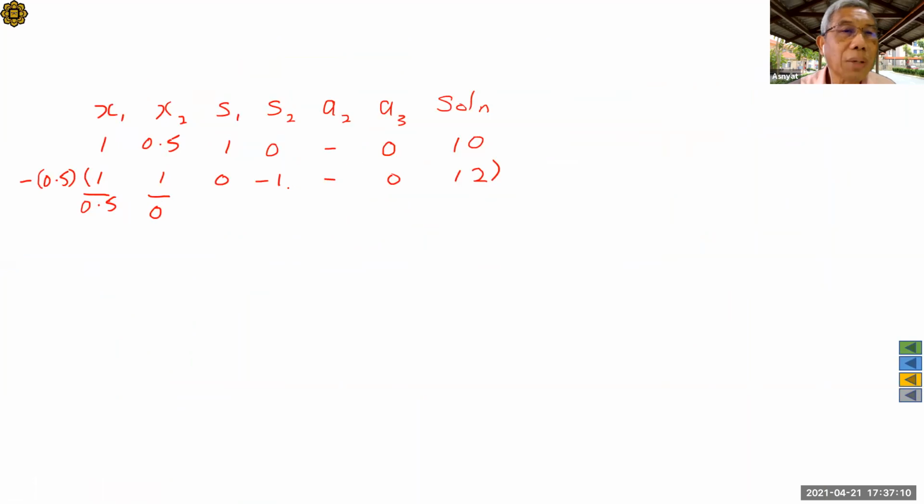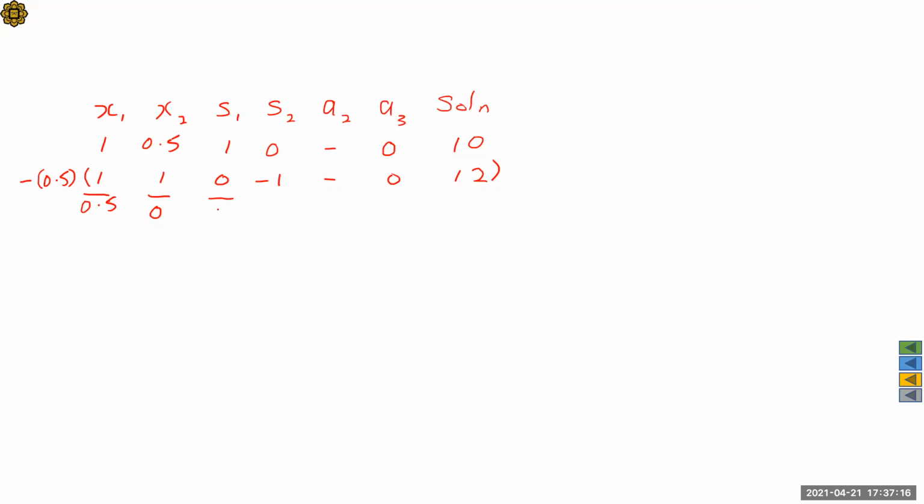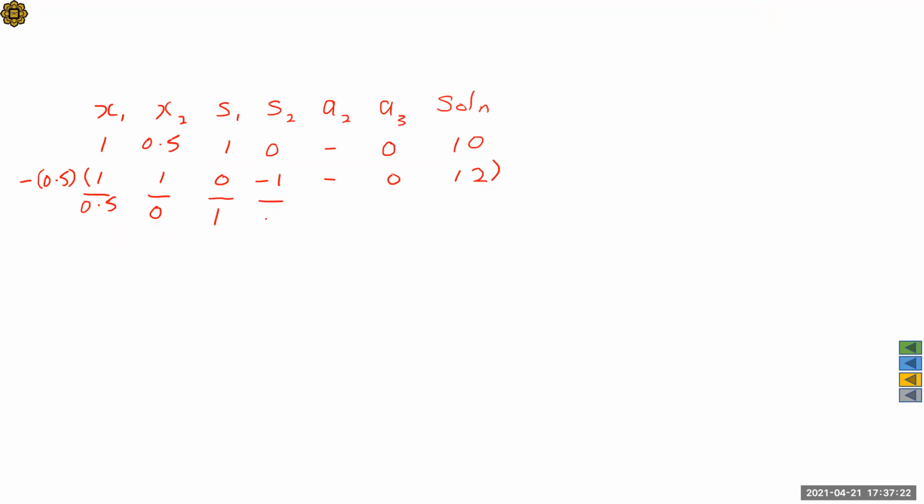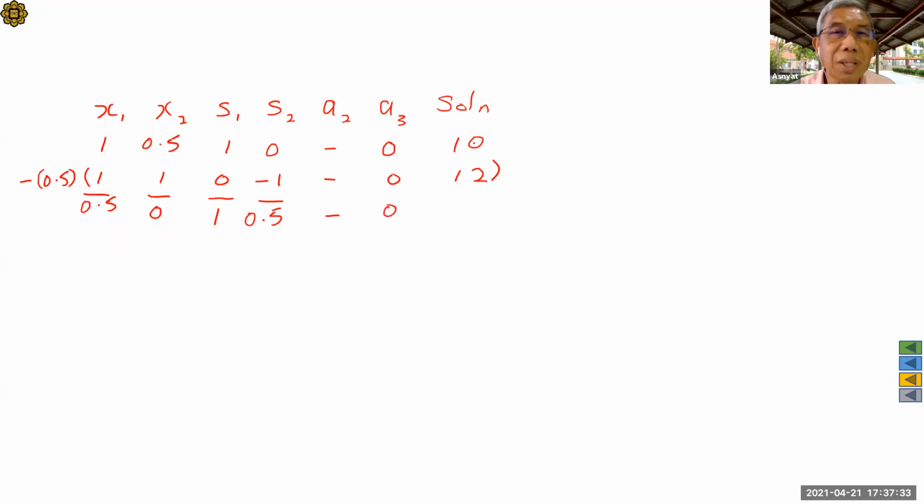What's the third one? 1 minus 0.5 times 1. Here is 0, then 0.5, a positive number. Here is a dash, no need to think about it. Here 0, 0. And then 10 minus half of 12, which is 4. Okay. Why did I do this? Mistake, I don't have to write this one.